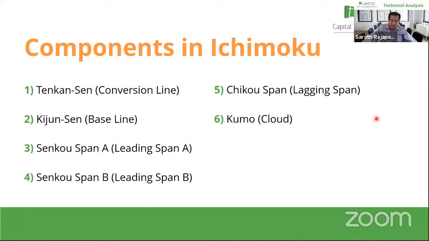Yeah, these are the components of Ichimoku. The first five, Tenkan-Sen, Kijun-Sen, Senkou span A and span B, and Chikou span are lines. Kumo is Japanese for a cloud. The most important element is this cloud.